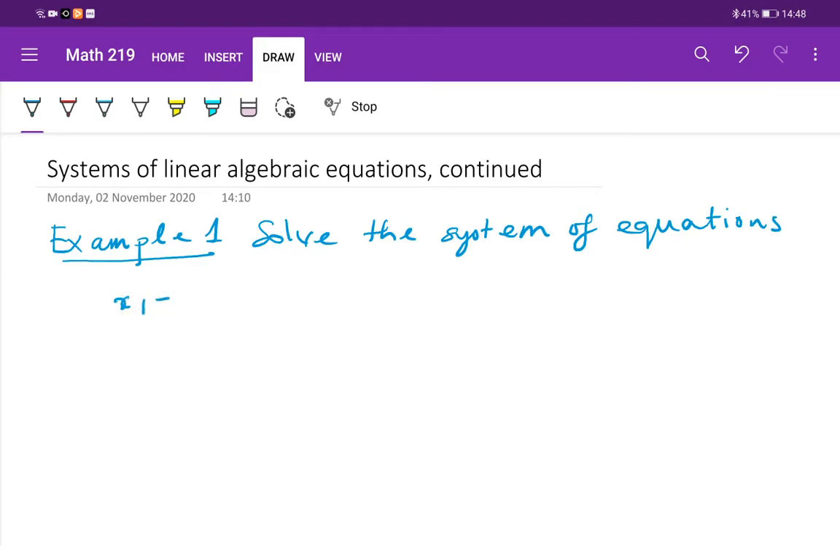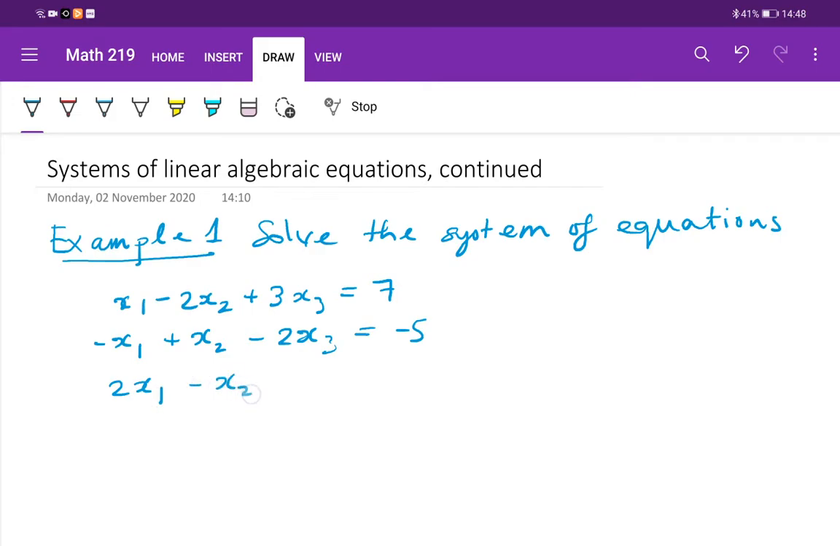x1 minus 2x2 plus 3x3 is equal to 7, minus x1 plus x2 minus 2x3 is equal to minus 5, and 2x1 minus x2 minus x3 is equal to 4. Okay, so there's a system of equations, and we'll try to solve these.